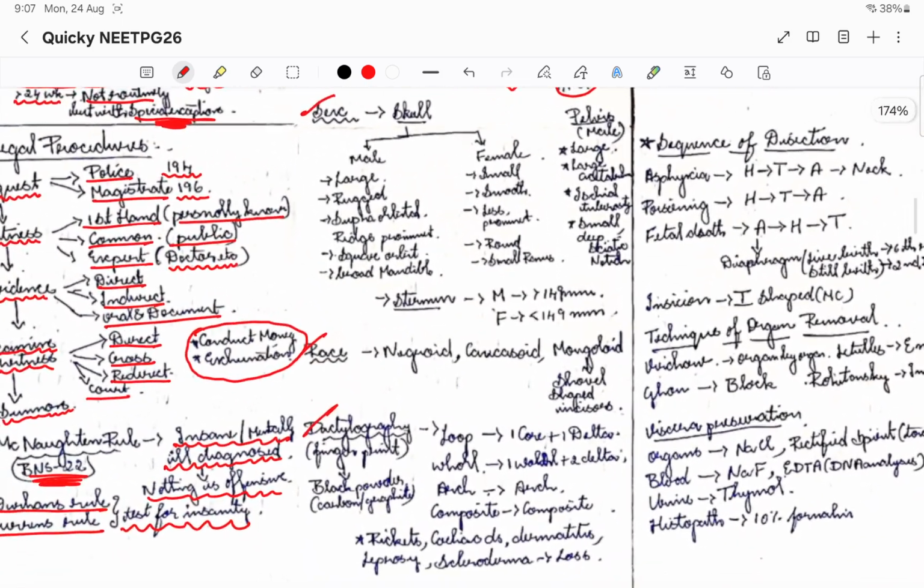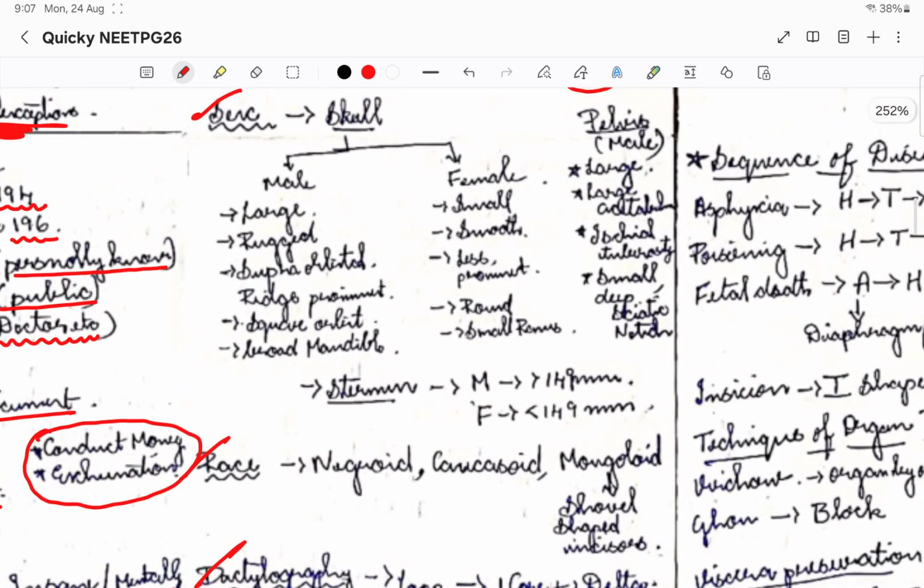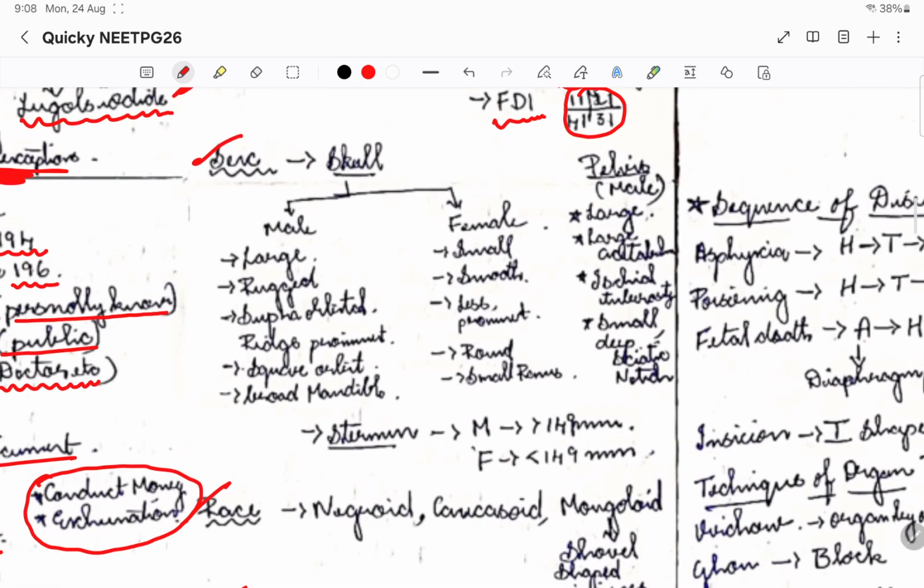Then coming to sex determination, we are going to take two main bones, that is the skull bone and pelvis. These are the two main bones that we consider for sex determination. For example, let us take some exhumation has to be done, to determine what sex that body was supposed to be. When the exhumation happens, we'll determine the sex of the skeleton mainly by these two bones.